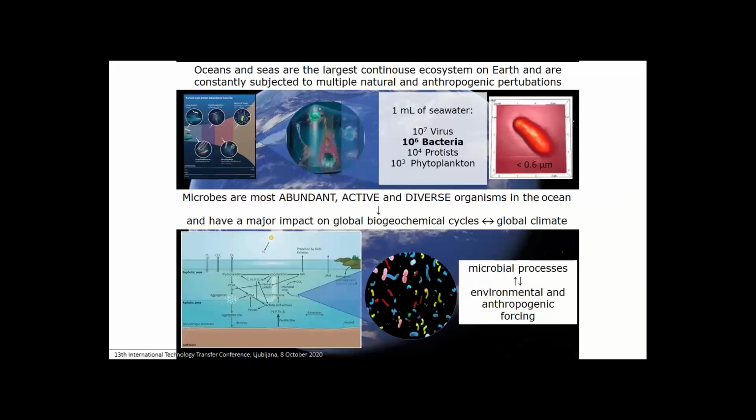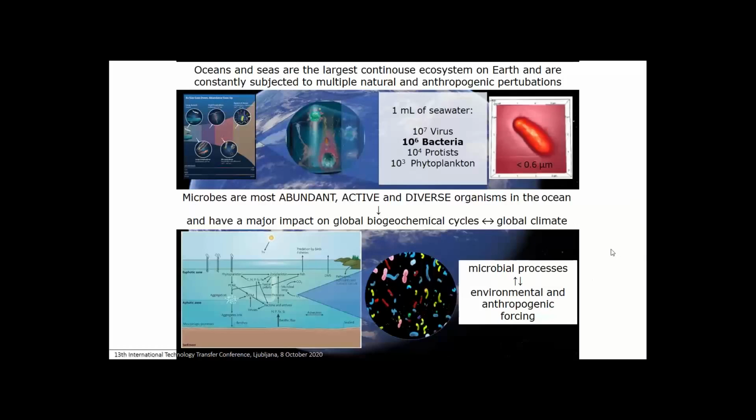Because of their size and their incredible abundance, activity and diversity, they are almost exclusively interacting with a very big pool of complex organic compounds present in the ocean. This is the dissolved organic matter pool. In fact, the dissolved organic matter pool is one of the largest reservoirs of carbon in our biosphere. This is why microorganisms in the ocean have a major impact on global biogeochemical cycles and the global climate. We could say, very poetically, that microbial processes underlie the collective metabolism of the ocean, and they are influenced by environmental and anthropogenic forcing and governed by the laws of physics and chemistry.